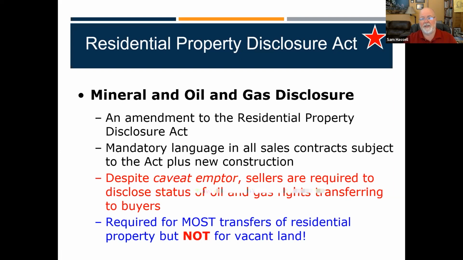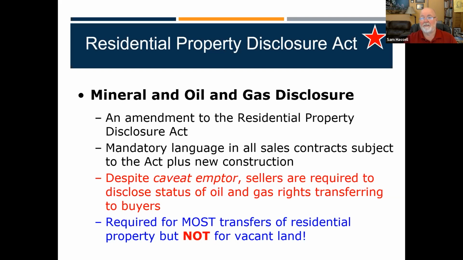Mandatory language in all sales contracts subject to the act, plus new construction. Now, the red is important here. Despite caveat emptor, the sellers are required to disclose status of oil and gas rights transferring to buyers. I need to know what I'm buying, right? I need to know what I'm buying. And required for most transfers of residential property, but not for vacant land. You don't need a mineral oil and gas form for vacant land.